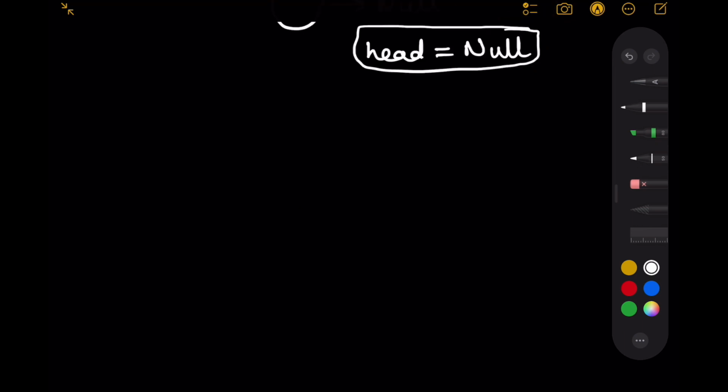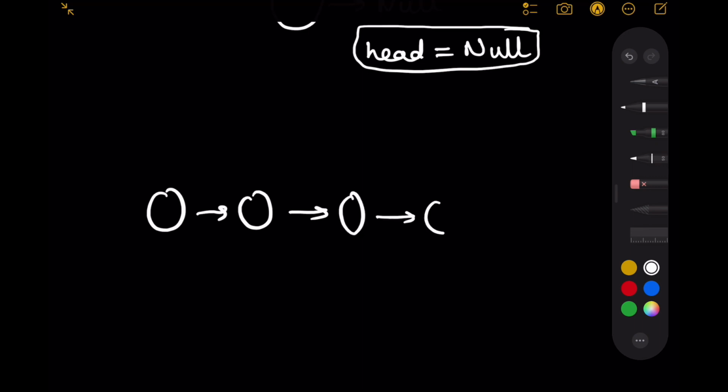Now let's try to delete an element at a particular index in our linked list. So let's say our linked list looks something like this. And let's give each node an index. So this is 0, 1, 2, 3, 4. Now we want to delete the node at third index. Say we want to delete this node.